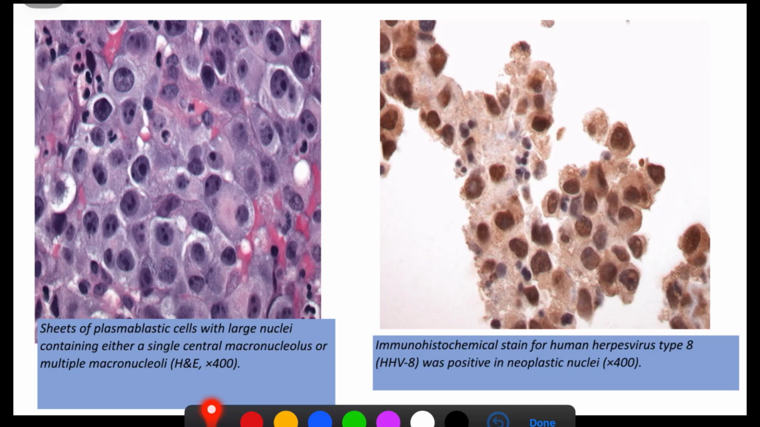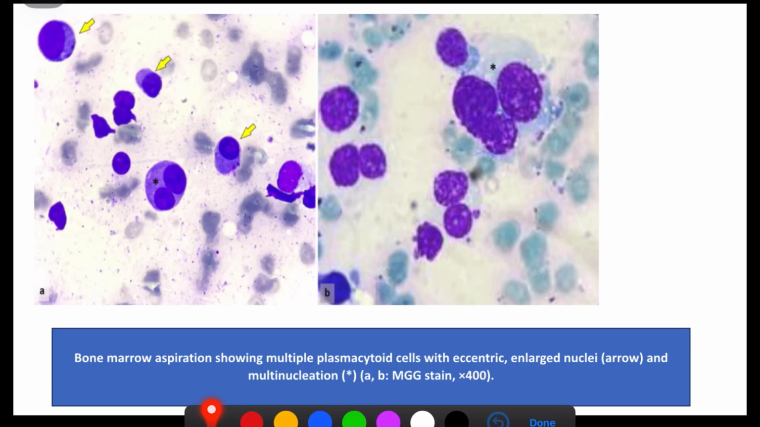Here also you can identify plasmablastic cells with large nuclei and a centrally placed single nucleolus, and some macronucleoli also in some of the cells. Here this is associated with human herpes virus 8. So IHC HHV8 positivity we can identify in these neoplastic nuclei. So these are the HHV8 positive cells of plasmablastic lymphoma.